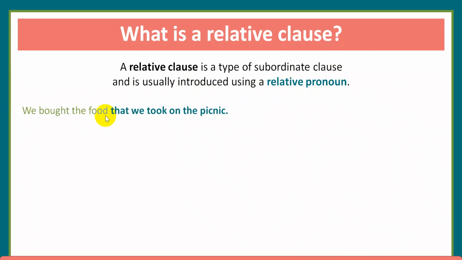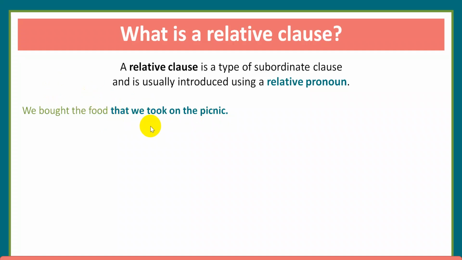We bought the food that we took on the picnic. Where is the relative pronoun here? Yes, brilliant, the word "that". And where is the relative clause? We said this is the part that follows the relative pronoun. So "that we took on the picnic" is the relative clause, including the word "that", which is the relative pronoun. The whole clause refers back to the food.